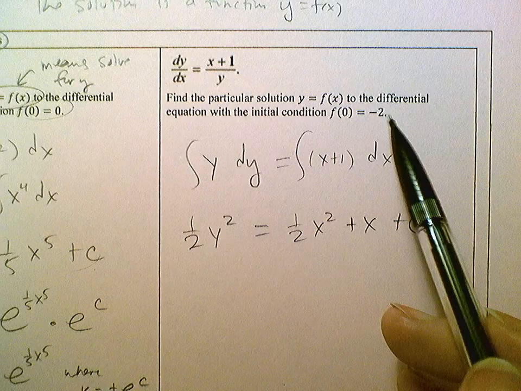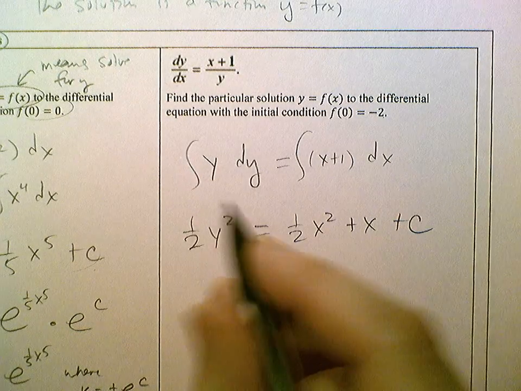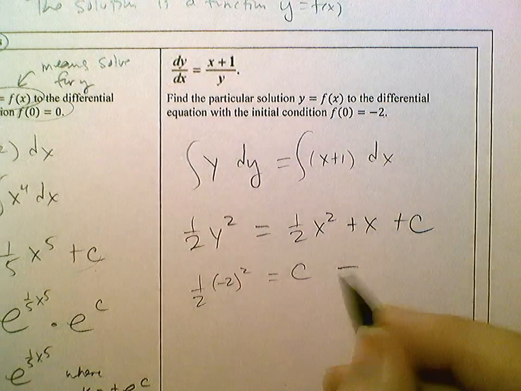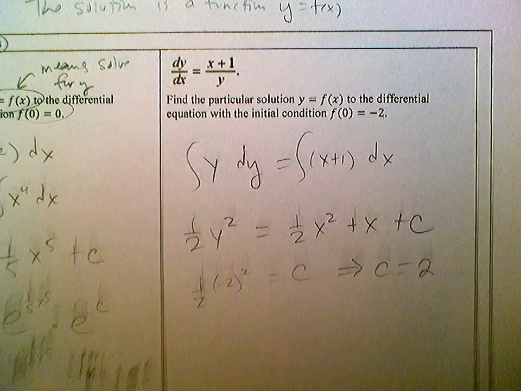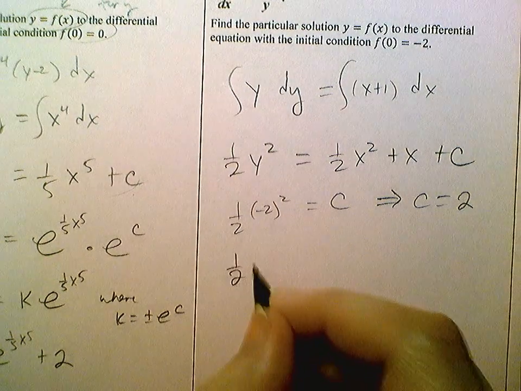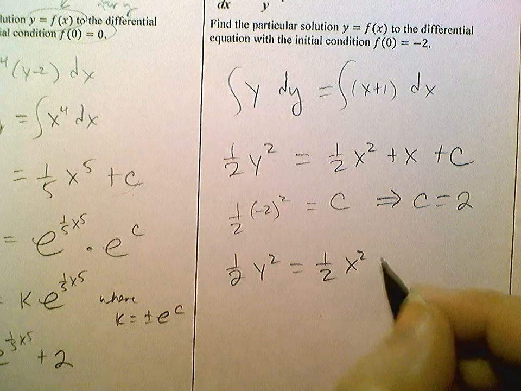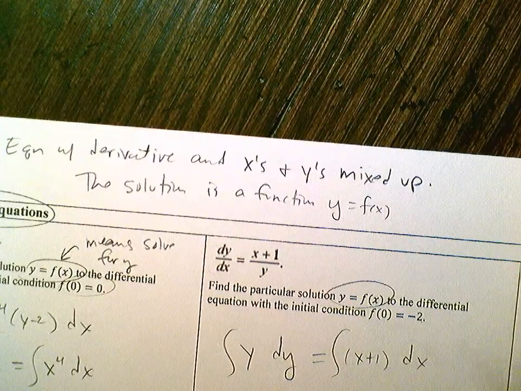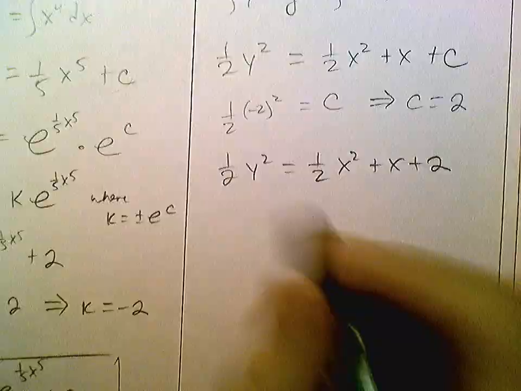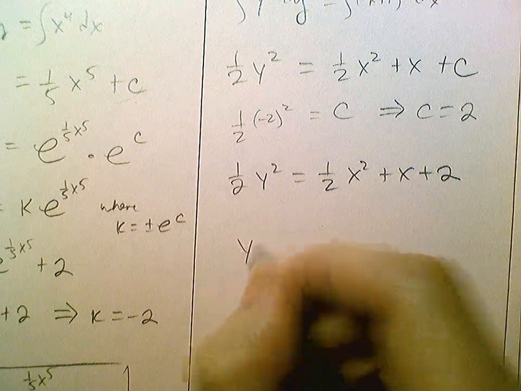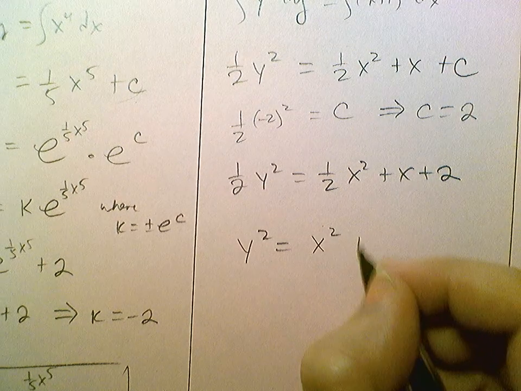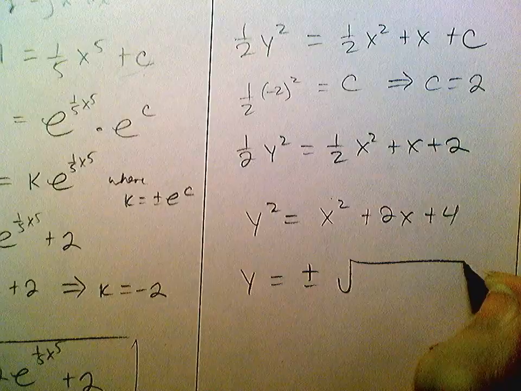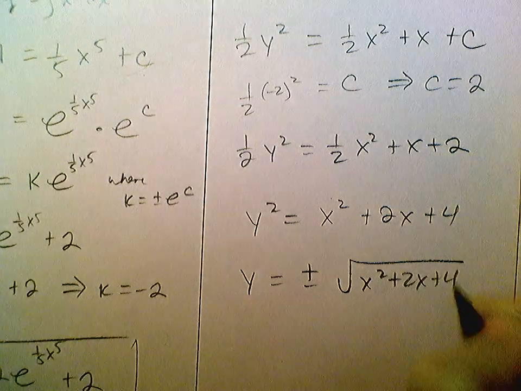So 0 in for x, -2 in for y. Over here, okay, so we got 1/2 times -2 squared equals c. So c is equal to 2. So we've got 1/2 y squared equals 1/2 x squared plus x plus 2. You're not done because they asked for the solution y equals f of x, which means they want y solved for. So I'm going to multiply both sides by 2. Y squared is x squared plus 2x plus 4. Take the square root of both sides. Y equals plus or minus radical x squared plus 2x plus 4.